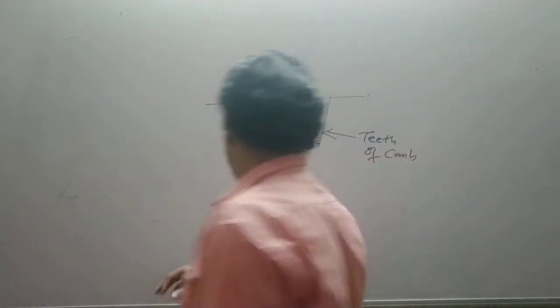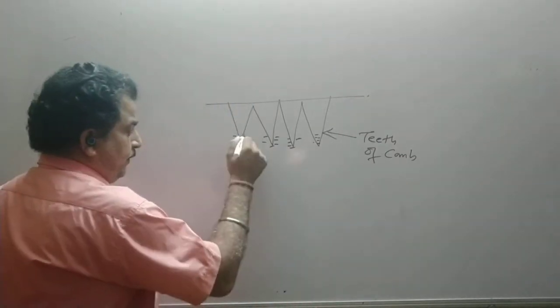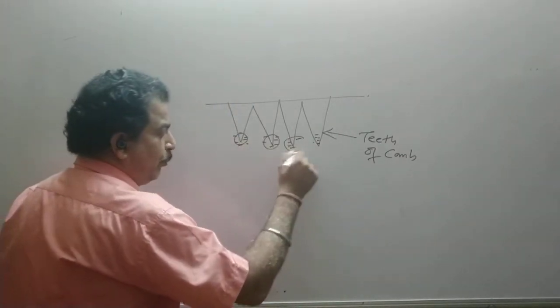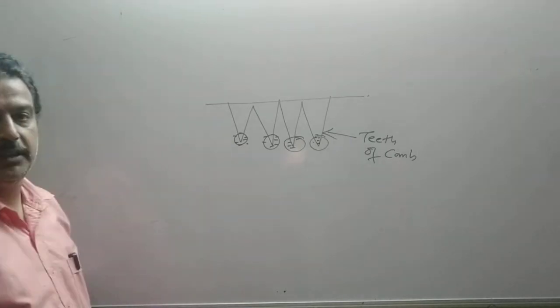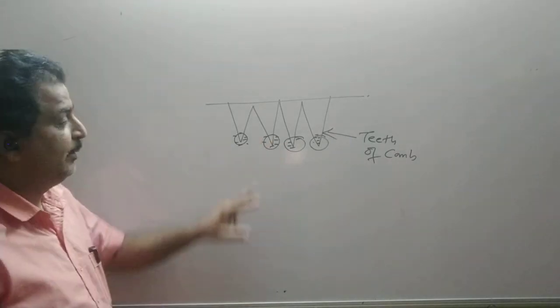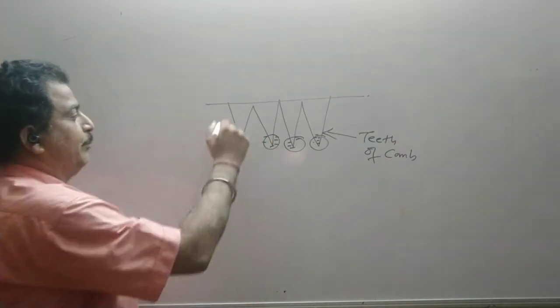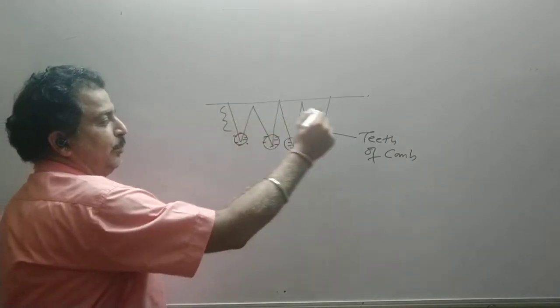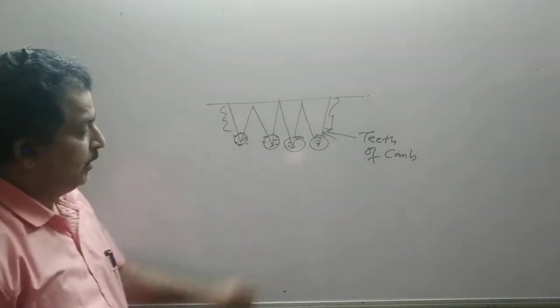Anyhow, this portion, the teeth, the pointed end, will be more charged as compared to this portion. This portion is very far away. Which one?